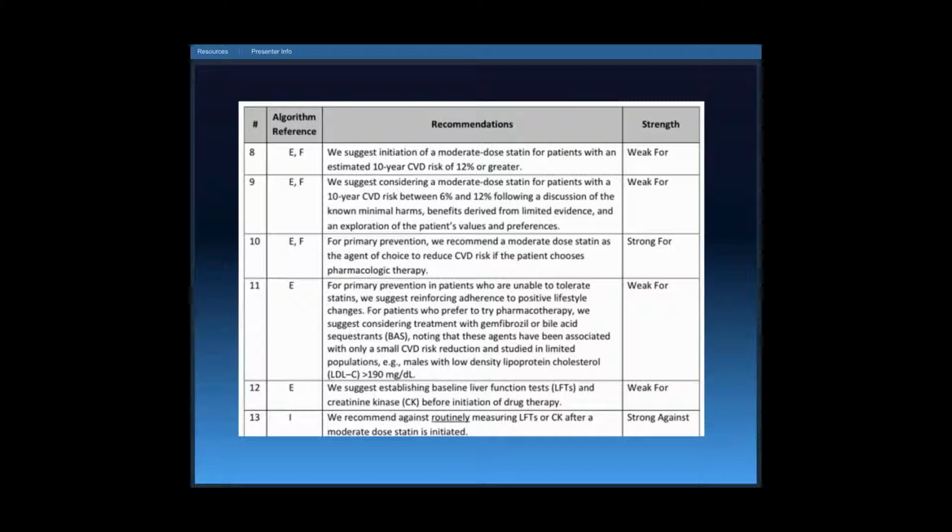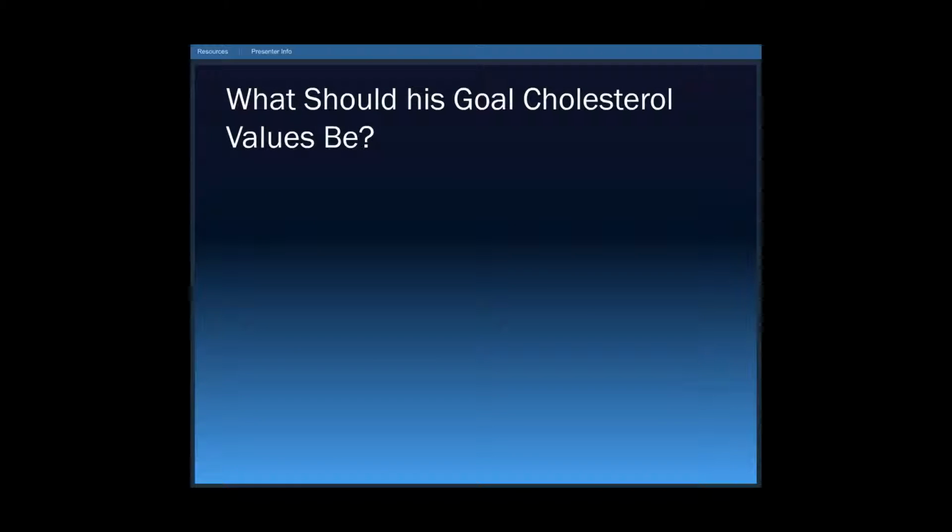Looking at the recommendations, it's worthy to note that while they recommend obtaining LFTs and CK prior to initiation of therapy, they recommend against routinely measuring these after a moderate dose statin is initiated. That was a strong against when you look at the strength of the recommendations. They aren't saying it can't be drawn if needed, but it doesn't need to be a routine part of the follow-up on these patients. You might be wondering, what should his goal cholesterol values be once he starts treatment?